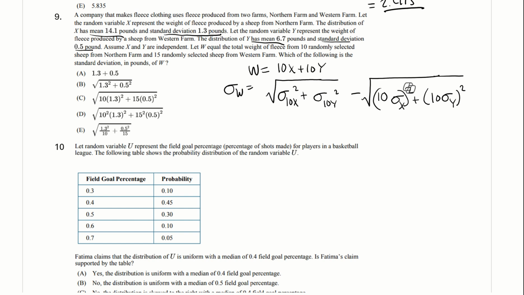Okay, so I want to make a correction here. It says x and y are independent, and also it says x is the weight of fleece produced by a sheep. So a single sheep. So it's for each sheep. That's the weight of x. So this expression is incorrect. So let me fix this here.